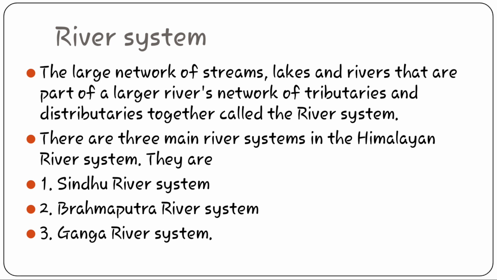First heading, Himalayan rivers. Before going to Himalayan rivers, let us see what a river system is. The large network of streams, lakes and rivers that are part of a large river network of tributaries and distributaries is called a river system. In India, we have three main river systems in the Himalayan region. They are Sindhu river system, Brahmaputra river system and Ganga river system.